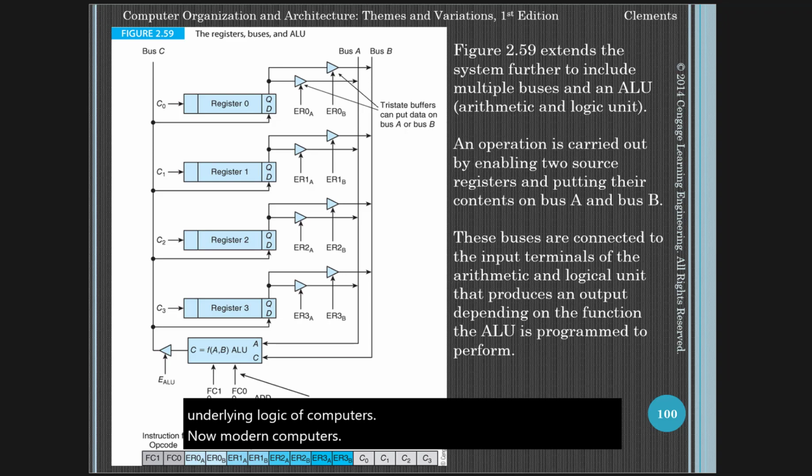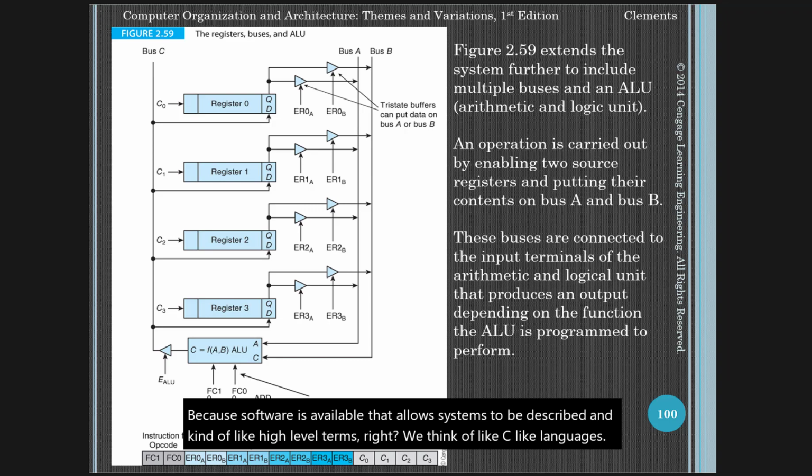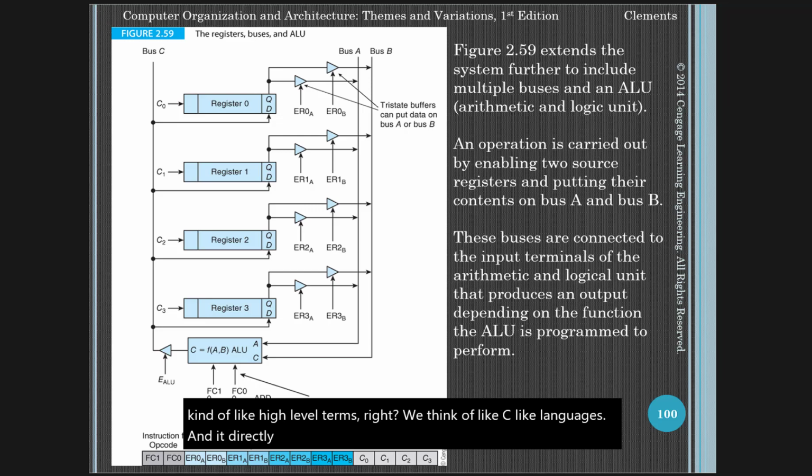Now, modern computers are not designed at the gate level because software is available that allows systems to be described in high-level terms, right? We think of C-like languages. And it directly creates logic circuits from those high-level specifications. But digital systems, essentially, this is how it still works under the hood. We have not gotten away from this. We've just gotten to the point where we can put hundreds of these on one chip.